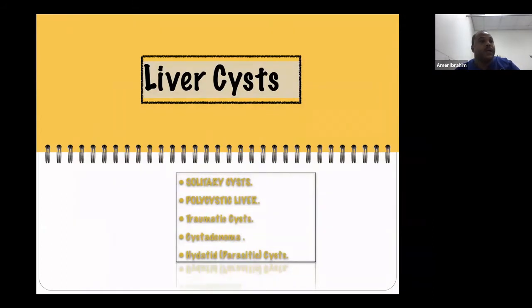So now we will go to the next part of this presentation, which is the liver cysts. So we have solitary cyst, polycystic disease, traumatic cyst, cystadenoma or MCN, and hydatid parasitic cysts.